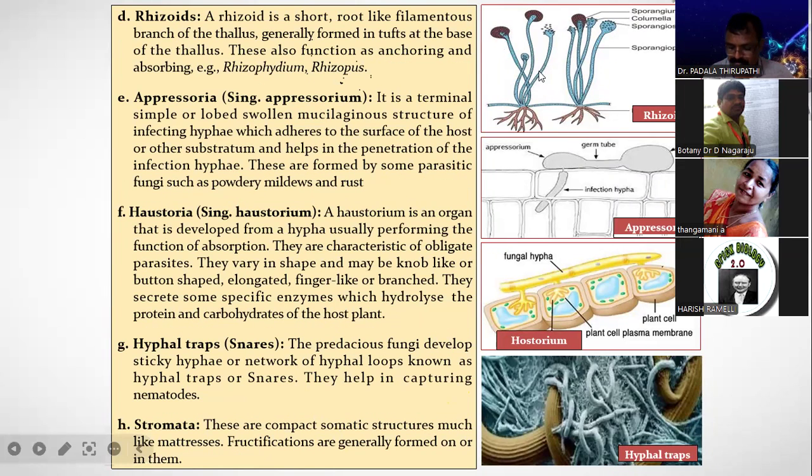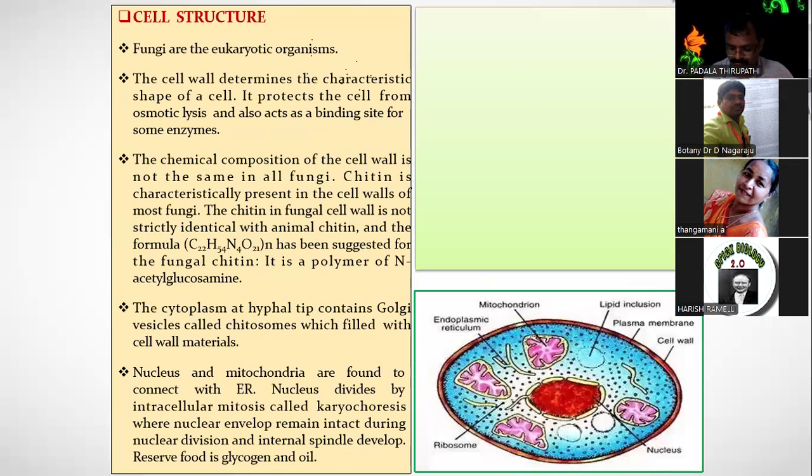Rhizoids mean root-like structures. You know Rhizopus, Mucor. We can see the difference between Appressoria and Haustoria. Haustoria are present in parasitic fungi. Appressoria usually do not infect. Haustoria infect and kill; they absorb all the nutrients. Hyphal traps, you see the thread-like structures here and there that we call hyphal traps or snares. These are the various types.